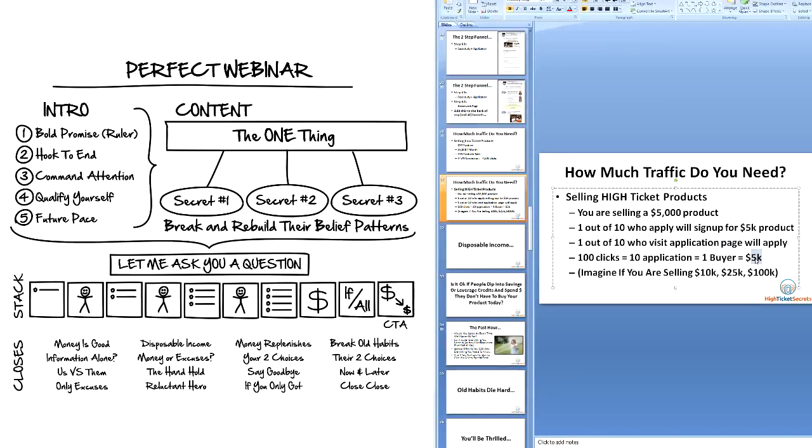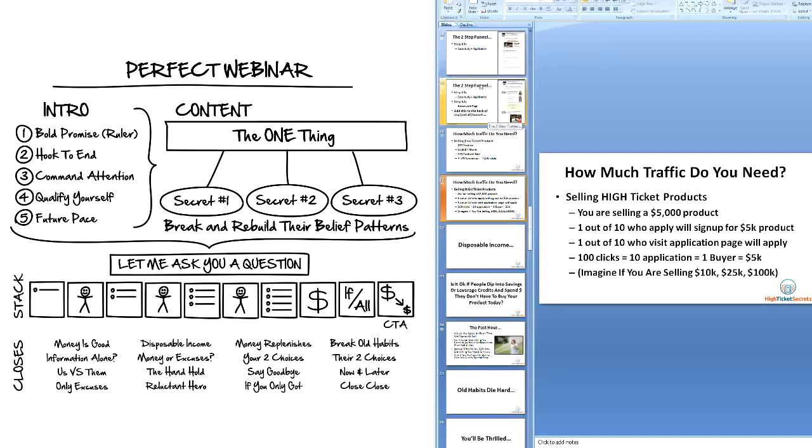Is that awesome? And I start future pacing them. Imagine if you're selling $10,000 or $25,000 or $100,000. Think how much money that is. And imagine if, instead of sending 100 clicks a day, you sent 200 clicks a day? Or instead of 200, what if you sent 300 clicks a day? Boom, and I teach them, right?